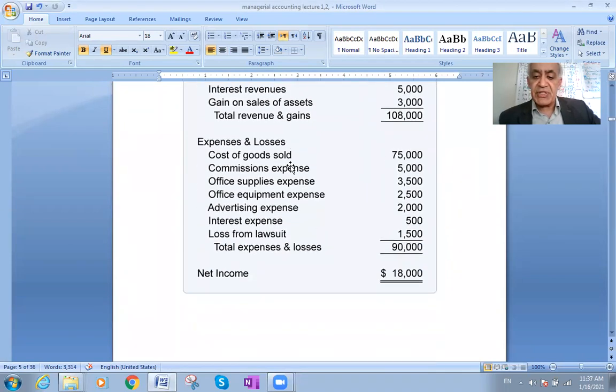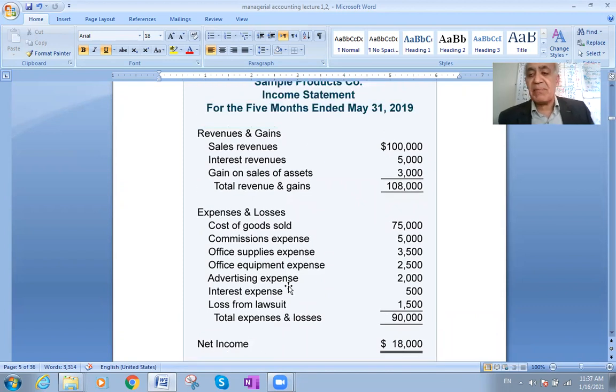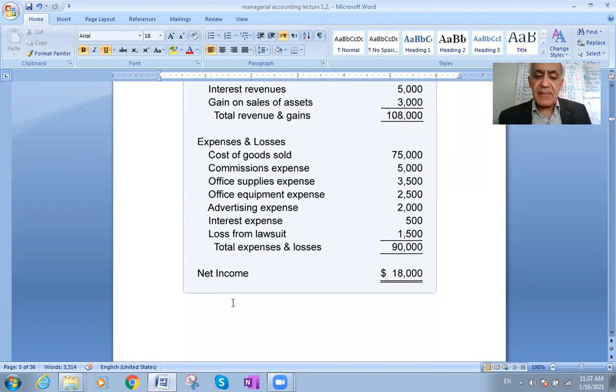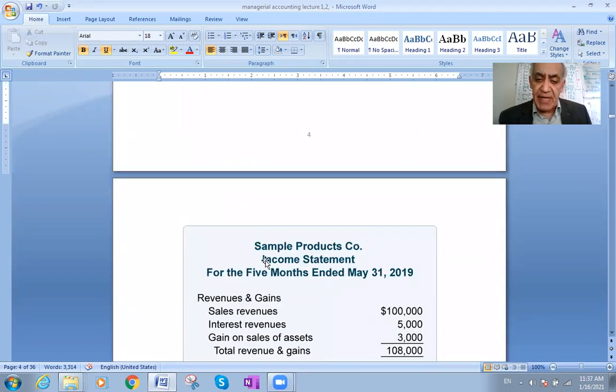The income statement shows the net income. The purpose of the income statement, like you see at the end here, is that the net income is shown up. We are looking for this number. Simply, it is revenues minus all the expenses and losses.